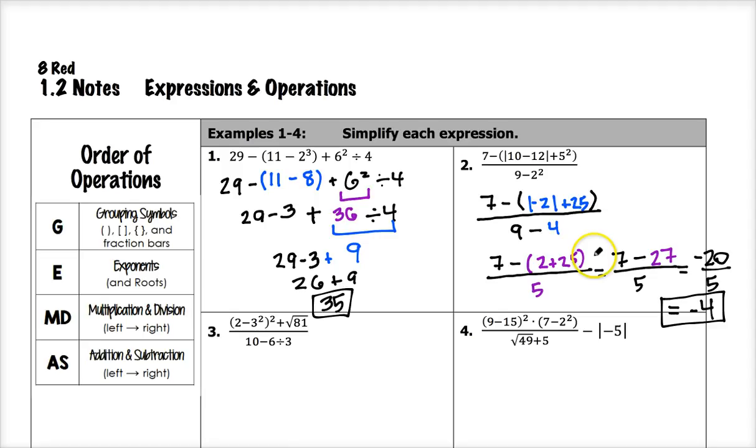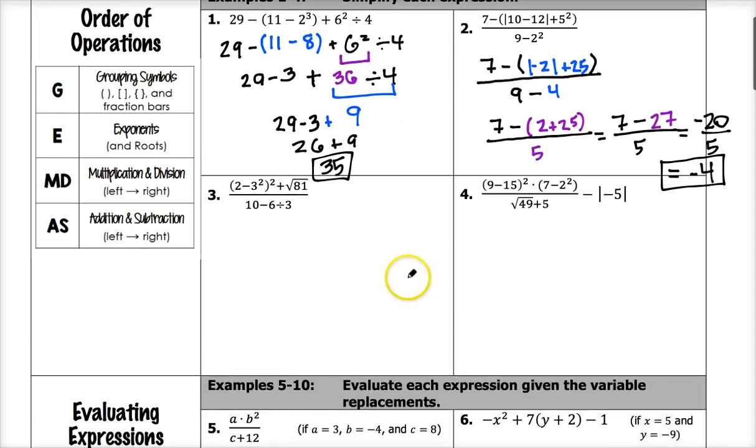Okay, I want you to go ahead and pause the video, and I want you to try examples 3 and 4 on your own using your order of operations. Once you've completed both those examples, click play to check your answer, please.